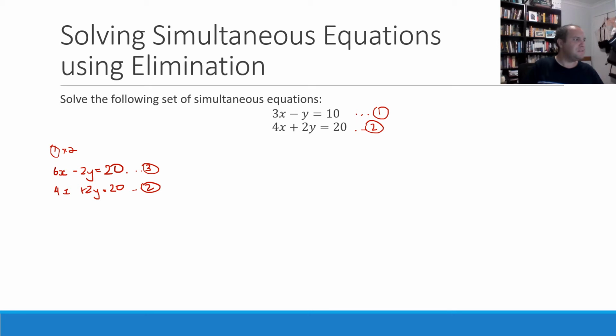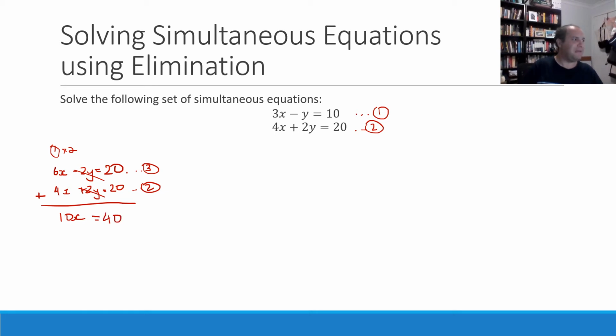Now what we're going to do is add these equations together. So 6x plus 4x is 10x. Then this is where the elimination happens. Negative 2y plus 2y, those cancel out, and we're not left with any y's at all. We have effectively eliminated that variable. And then we've got 20 plus 20 equals 40.